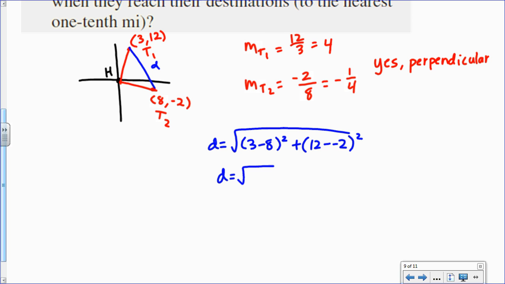So we get 221, right? Okay. It says to the nearest 1/10 mile. So that means it wants you to approximate. We get 14.9 miles. Make sure you label.